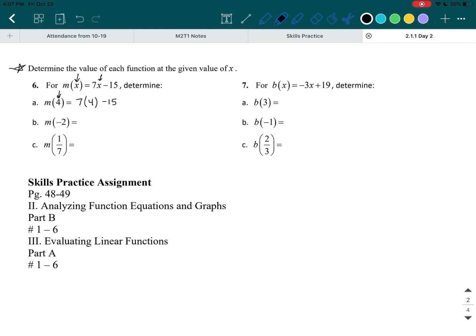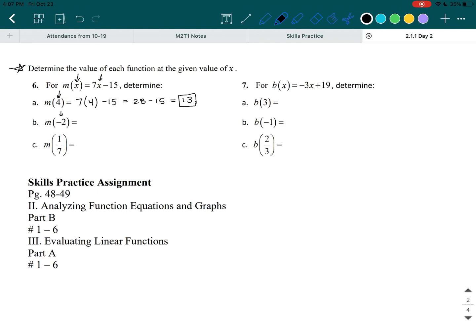So 7 times 4 minus 15. So let's simplify this. According to PEMDAS, we must do the multiplication first. So 7 times 4 is 28, and then we have minus 15. Subtracting this, 28 minus 15, we're going to get 13. So 13 is our final answer.